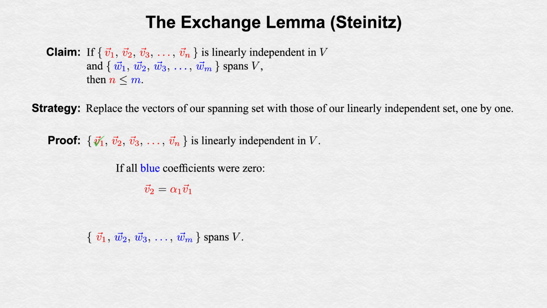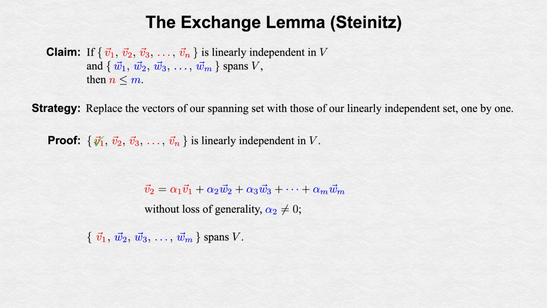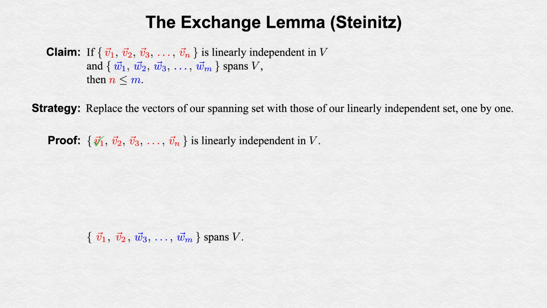This is a non-trivial linear relation on our linearly independent collection, because if we move everything to the left side, whatever alpha 1 is, the coefficient of v2 is non-zero. Since this is impossible, we must have at least one blue coefficient that's non-zero. Again, without loss of generality, it's alpha 2. We can thus conclude that replacing w2 with v2 yields a collection that still spans V.